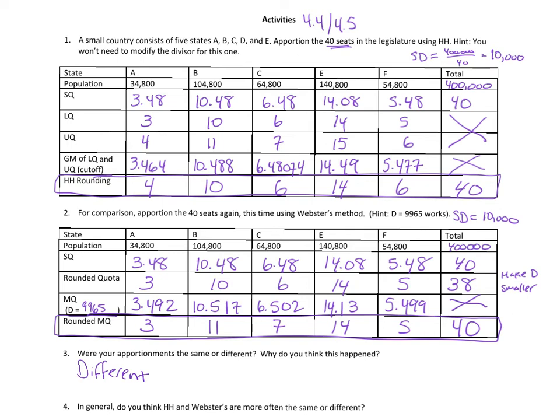Because many of the standard quotas were very close to 0.5. So that means that when you're doing a geometric mean as a cutoff, you might sometimes round in a different direction than Webster's would have you round. They were different because the standard quota decimals were very close to 0.5.